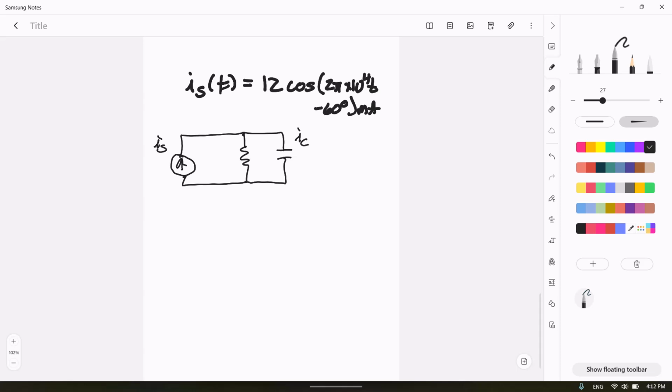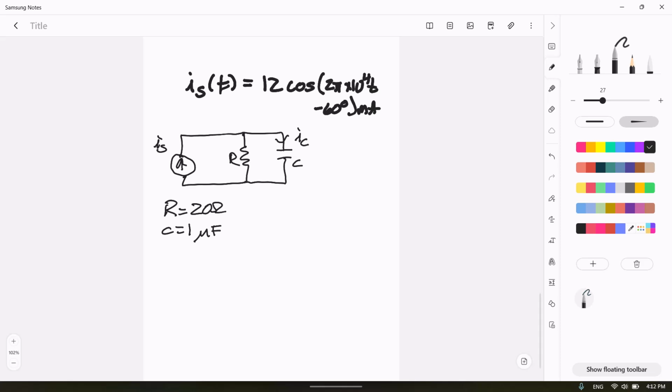And R and C, so R is 20 ohms and C is 1 microfarad. Okay, so we are going to find I_C using phasors. And the first thing we need to do is cast everything into the phasor domain.